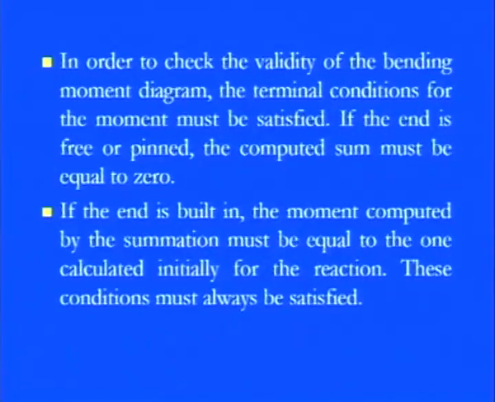In order to check the validity of a bending moment diagram, the main thing is that the terminal conditions for the moment must be satisfied, because if they are not satisfied, then there is an eccentricity in the beam, or the bending moment coming due to the application of load will tend to rotate the beam. The beam is not in equilibrium, or there is a rotation in the beam. So we cannot say that the moment under the action of these forces is real or good. That means there is a fault in the consideration of the bending moment.